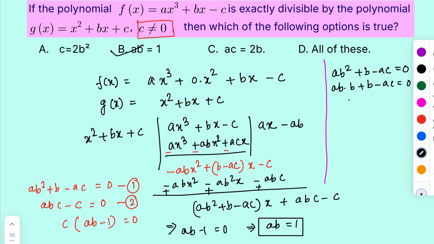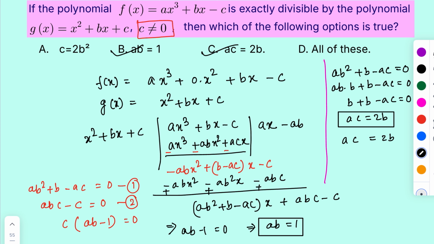ab is equal to 1, so b plus b minus ac equal to 0, or ac is equal to 2b. This is the second condition. This is option C.